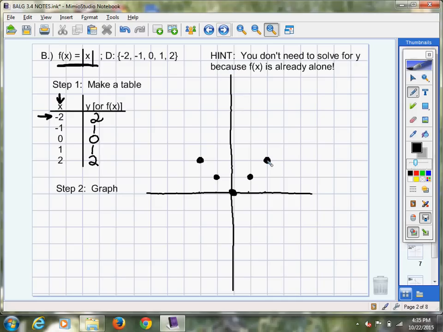Now, because this is an actual function, an equation that they give us, we are going to go ahead and put lines through it. So that's what we're going to do. And this is a really special shape. This is called an absolute value function.